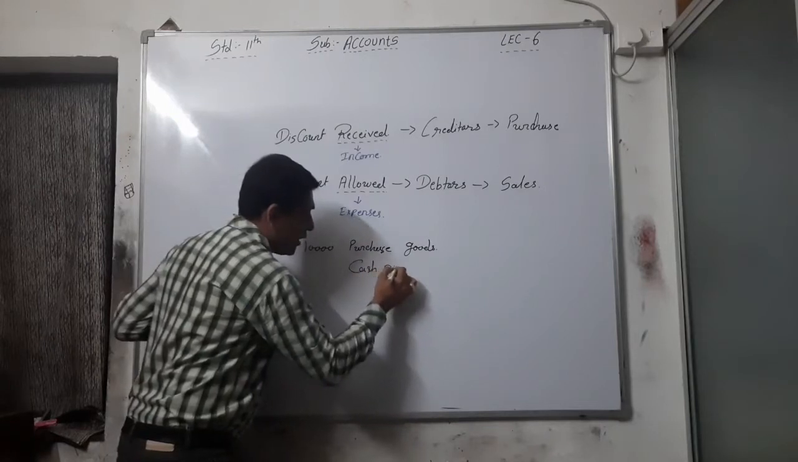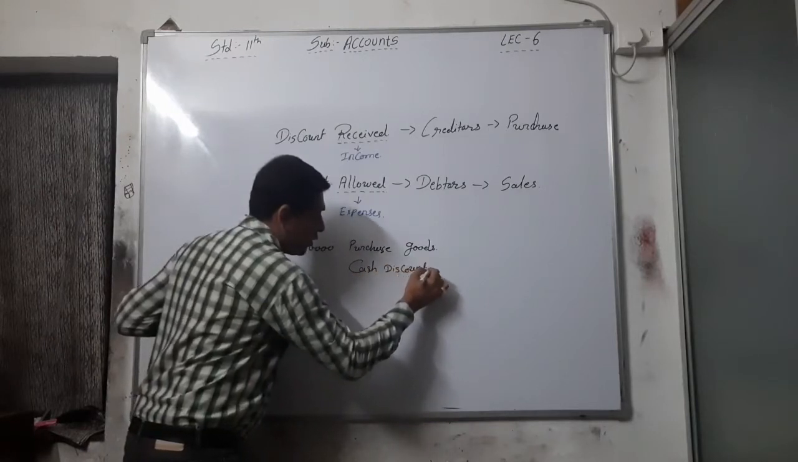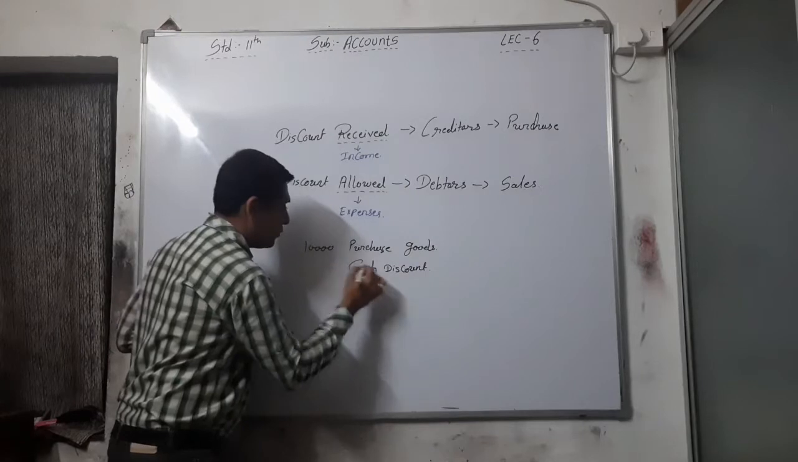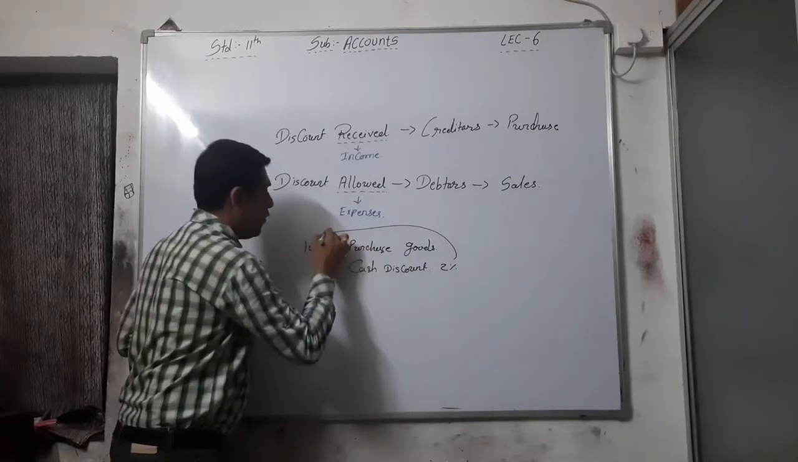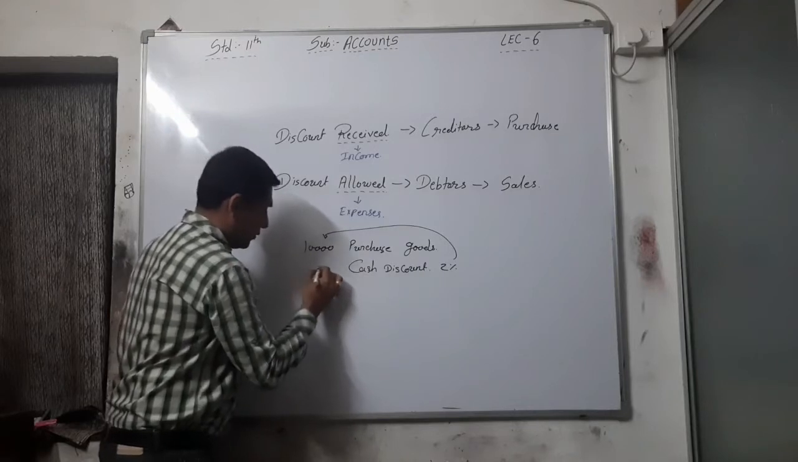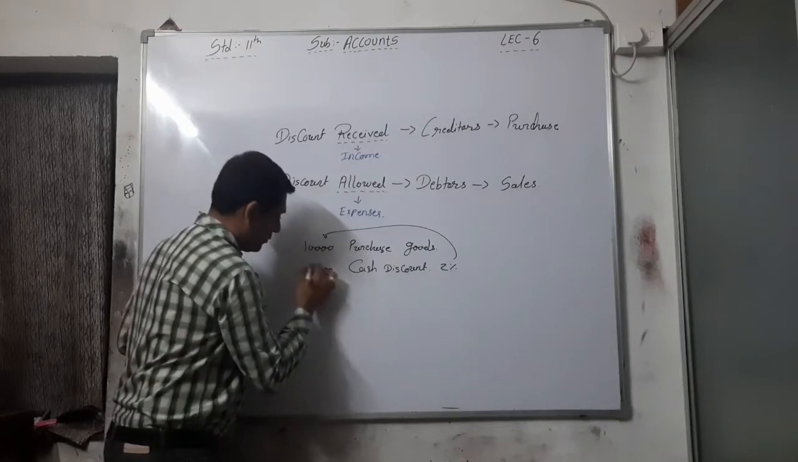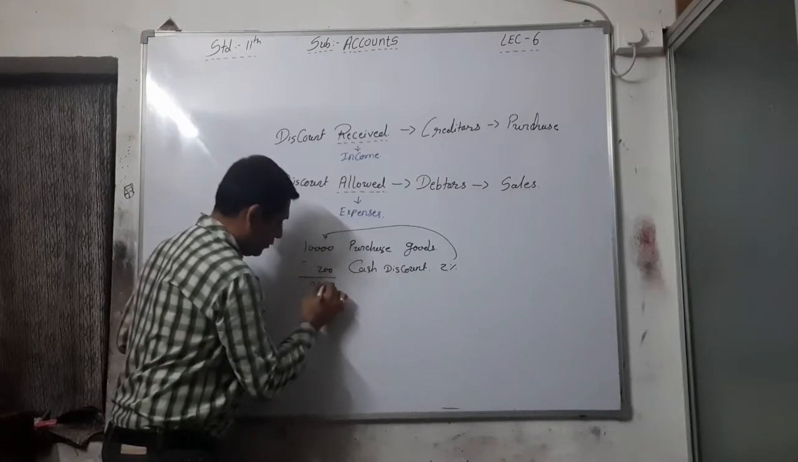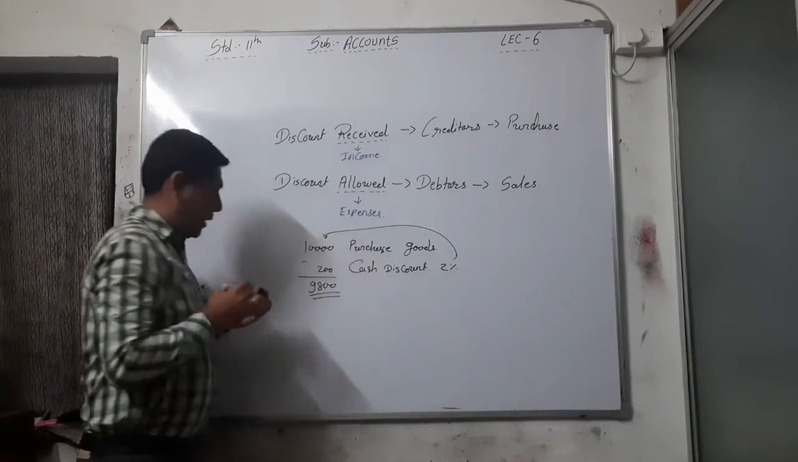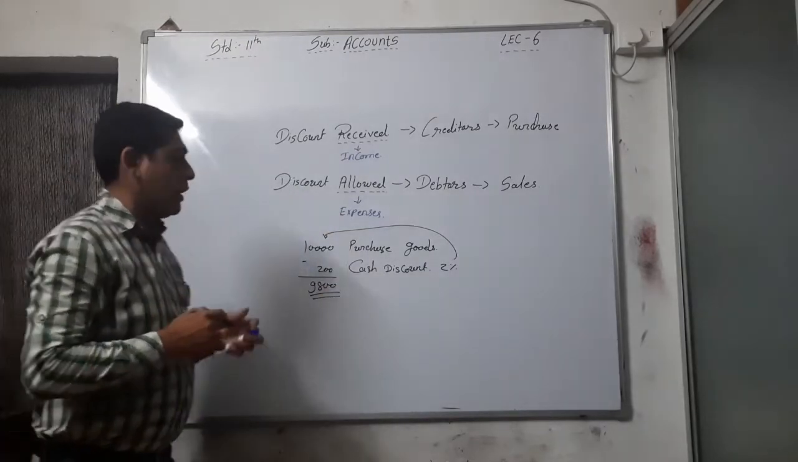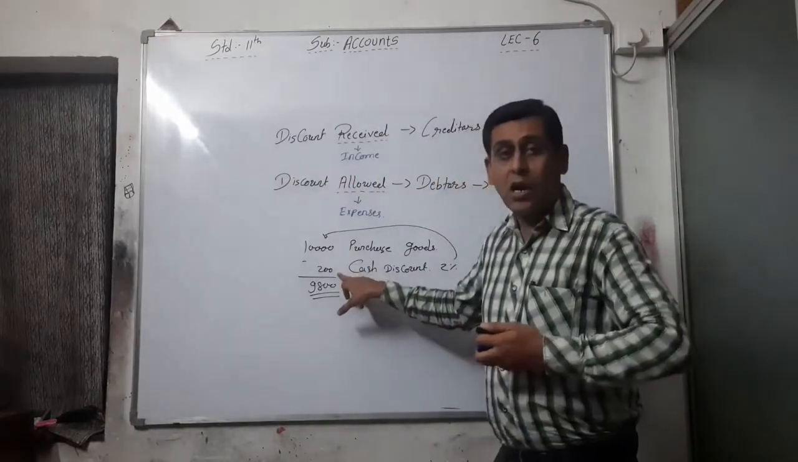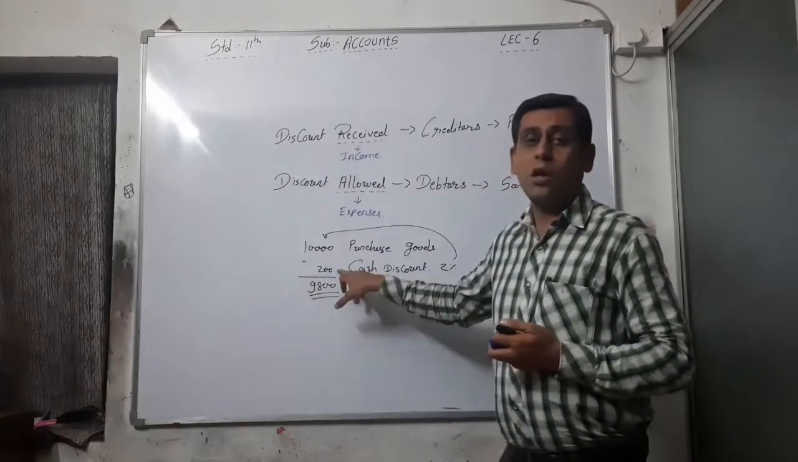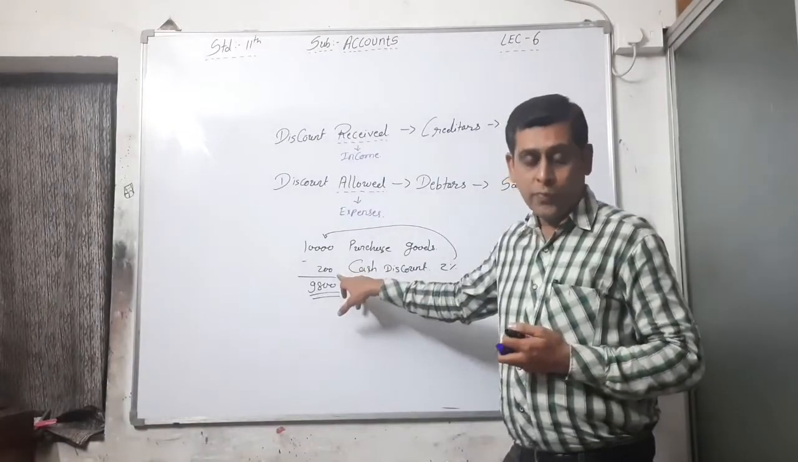cash discount is received, 2%. 2% of what? 2% of 10,000, that is 200. So I have to pay only 9,800, and this is called a cash discount, as well as this is called a discount received, right?